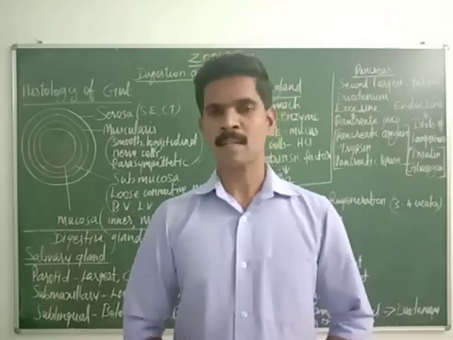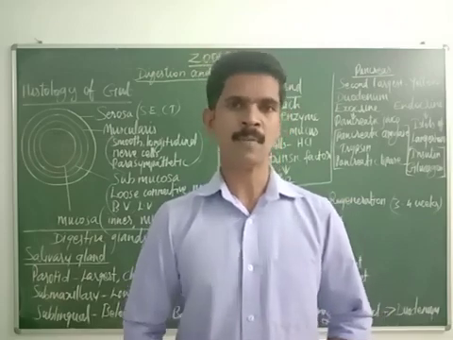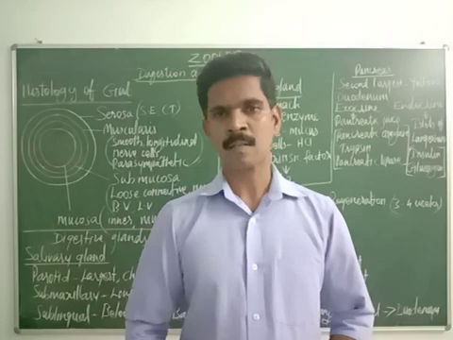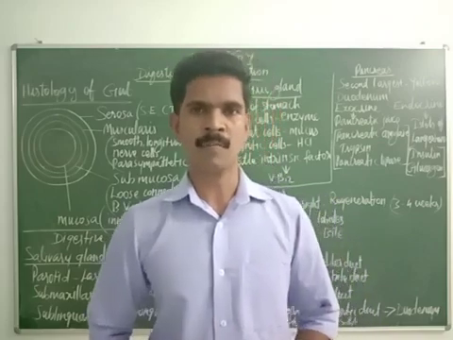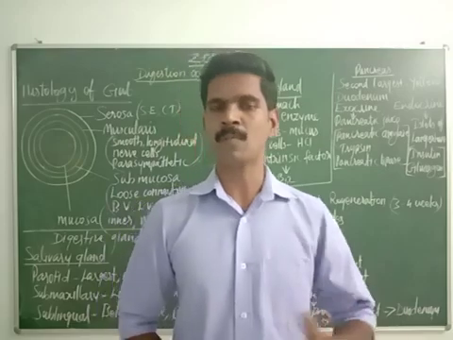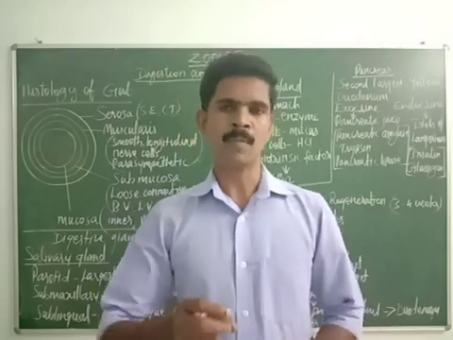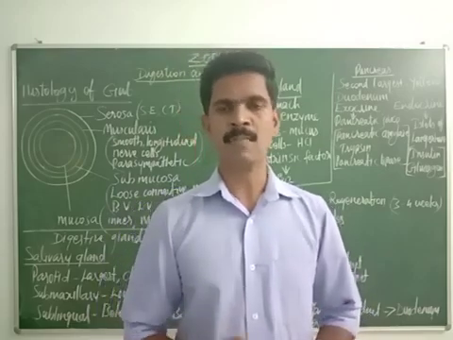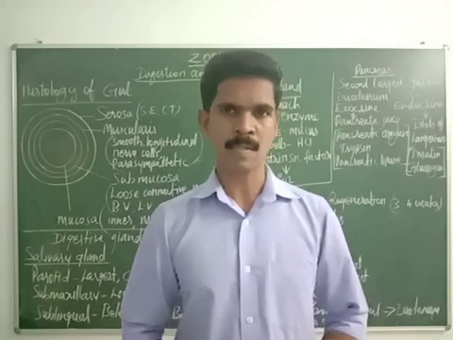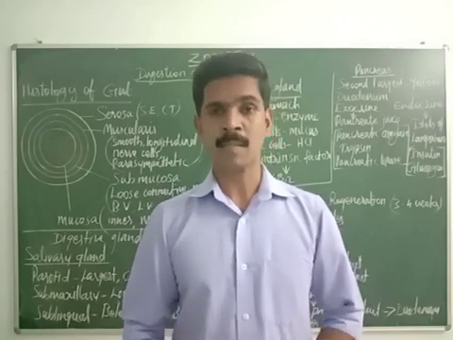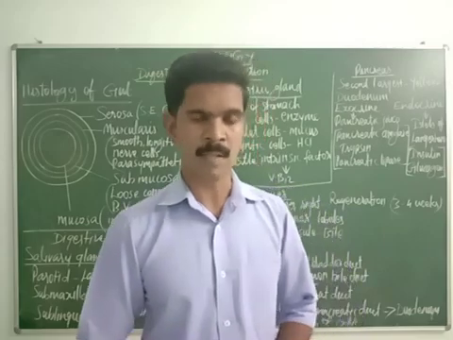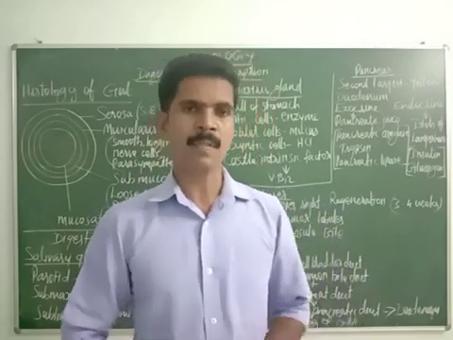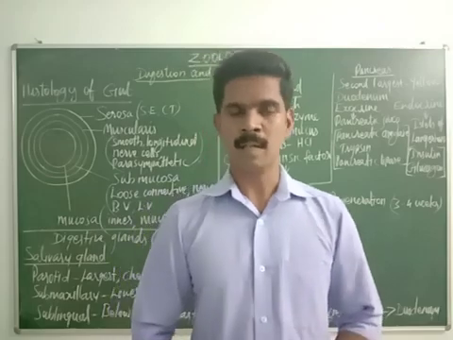Okay, dear students, in the last class we studied the structure of the alimentary canal. We completed all the organs of our alimentary canal, from mouth to anus: mouth, buccal cavity, tongue, teeth, pharynx, esophagus, stomach, small intestine, large intestine, anus. So these are the organs of our alimentary canal, and we have completed all of them in the last class.